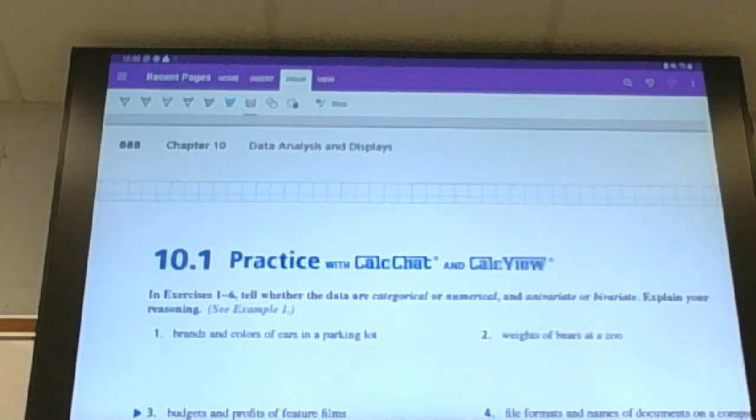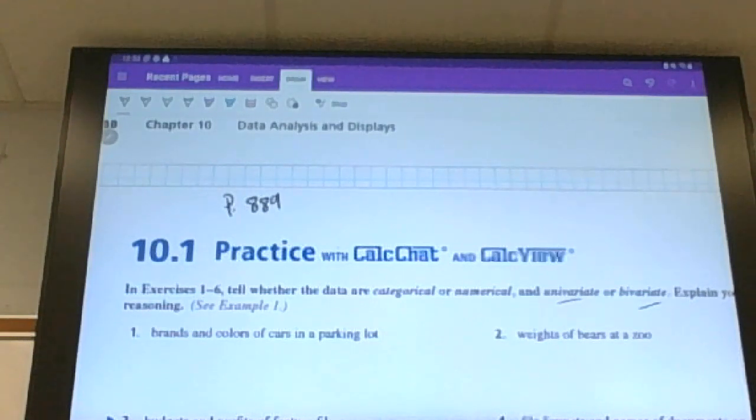Here we go. Here we are. Page 89. You have to say, is it categories or is it numbers? Is it uni or is it bi? So, brands and colors of cars in the parking lot. Okay. So, brands. Does that sound like numerical or categorical? These are categories. Now, is it talking about one category or is it talking about two categories? It's brand and color. That's two. So this is the answer. Categorical, bivariate. Two different qualities of that category.